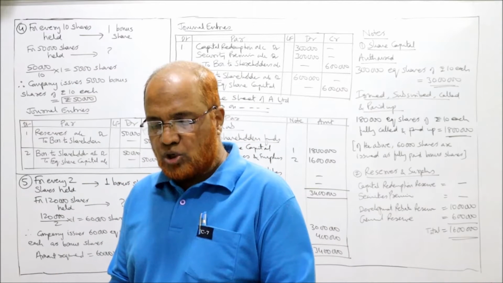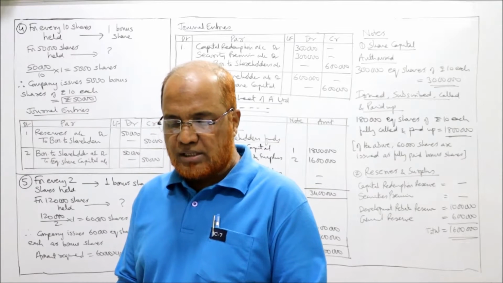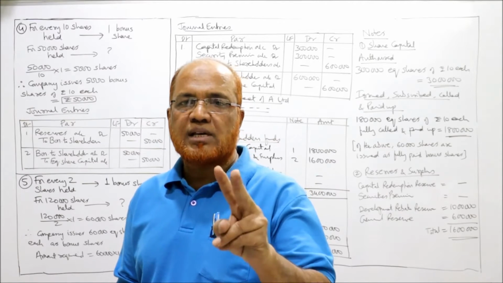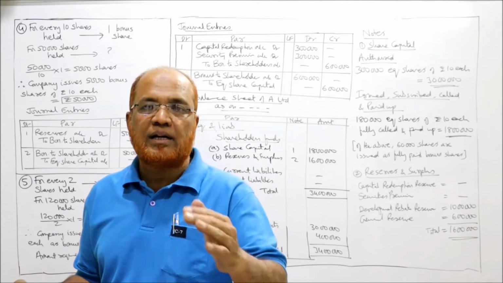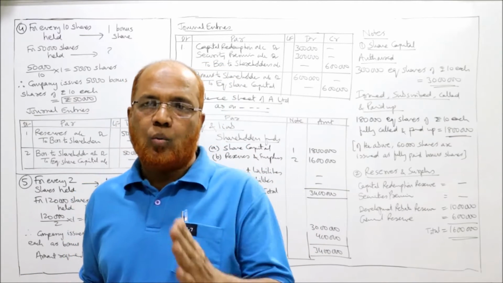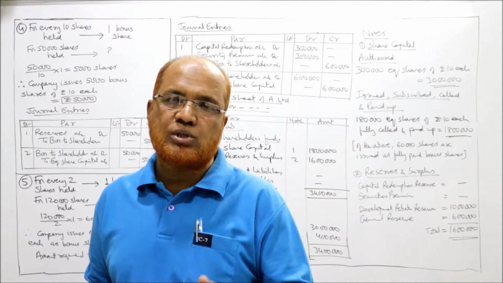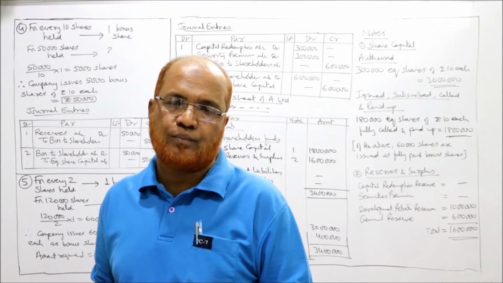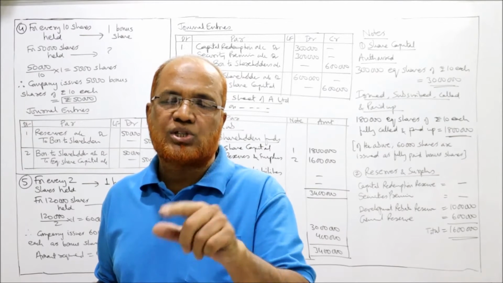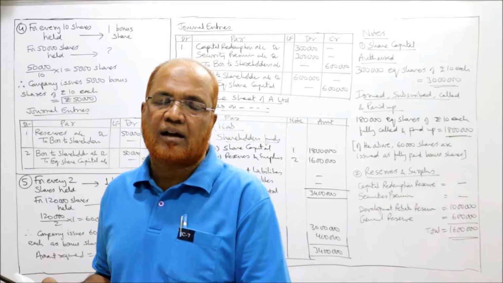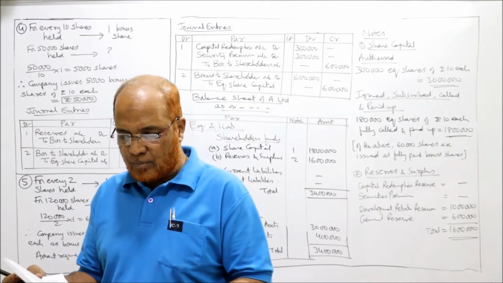The company wanted to issue bonus shares to its shareholders at 1 share for every 2 shares held. Every 2 shares, 1 share. So presently the company has 1,20,000 issued capital. Half of 1,20,000 is 60,000 bonus shares the company wants to issue. One share is 10 rupees, so 60,000 into 10 is 6 lakh. So we require 6 lakh rupees for declaring bonus.